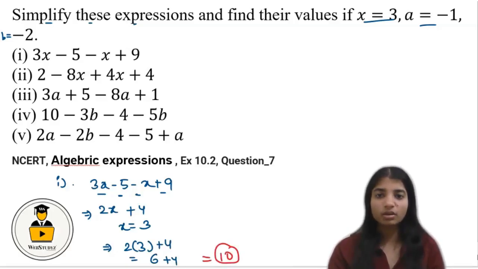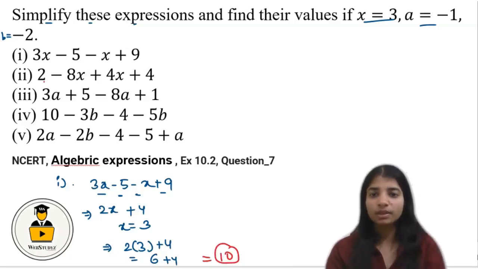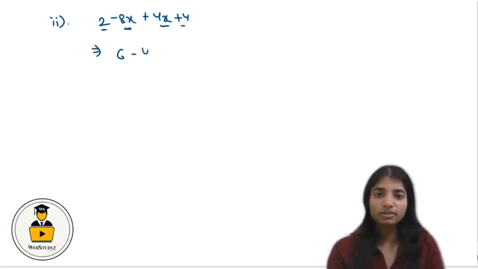Now discussing part 2, which is 2 minus 8x plus 4x plus 4. We are going to simplify this expression. 2 plus 4 is equal to 6, and minus 8x plus 4x is equal to minus 4x. So our expression in simplified form is 6 minus 4x.